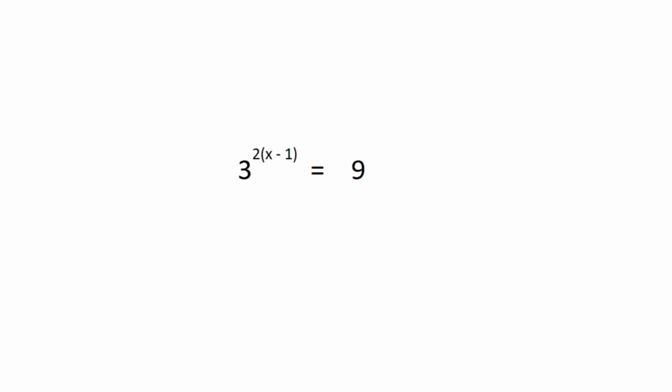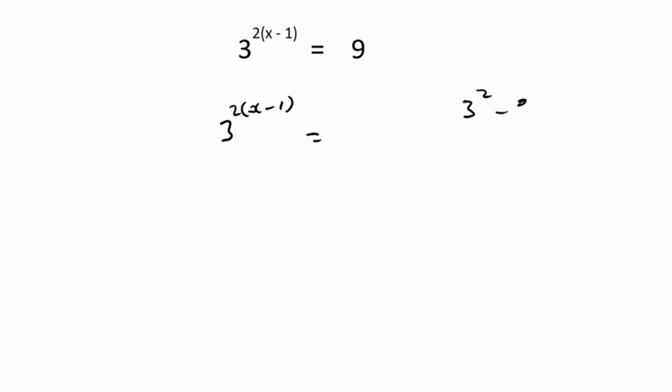Okay, next one. Boom. First one looking good. How do you solve this? Okay, you know guys, I got you. So 3 to the power of 2 bracket x minus 1 equal 9. So what you do, you just write it as, okay, not prime factor, 3 squared equal 9. Okay, write it 3 squared.